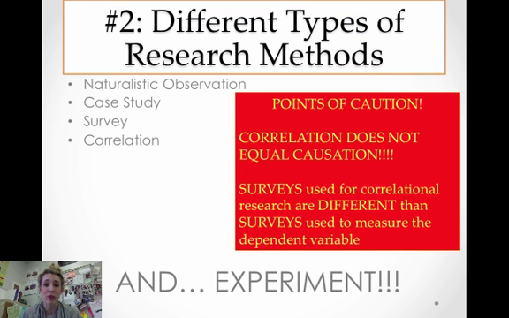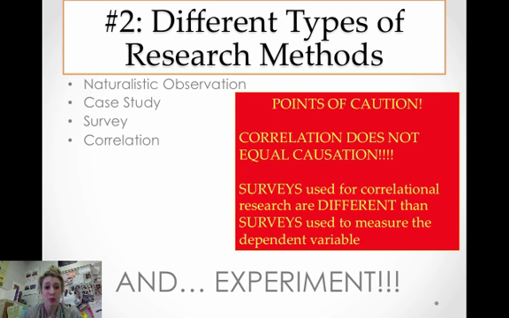Different types of research methods. So psychologists study a lot of different things, and we can't just use one method to study everything. So you need to know the different methods, and you need to be able to differentiate between them. That means that you need to know which method is best for what kind of research, and you need to be able to say the strengths and the weaknesses.